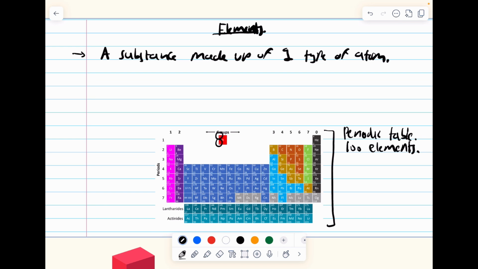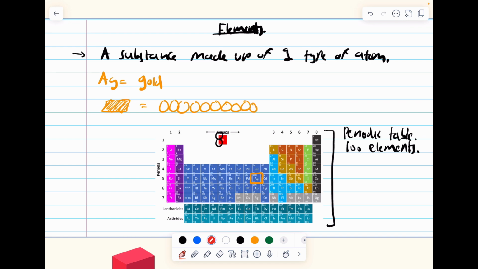Okay, so let me give you guys an example. Look at this element here, Ag, okay? Now, Ag is gold, okay? So gold is an element. So let me draw a gold bar. I know, very, very artistic, very creative. But yeah, this gold bar can only be made up of gold atoms, okay?